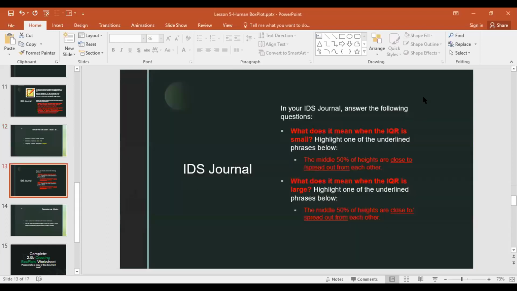So I have a question for you. Let's summarize this information about IQR. The question is this: what does it mean when the IQR is small? Highlight one of the underlined phrases below. So when the IQR is small, does it mean that the middle 50% of heights are close to each other or spread out from each other? What does it mean when the IQR is large? Does it mean that the middle 50% of heights are close to each other or spread out from each other? This is just highlighting. So I'm going to give you guys a minute to complete these statements in your journal.